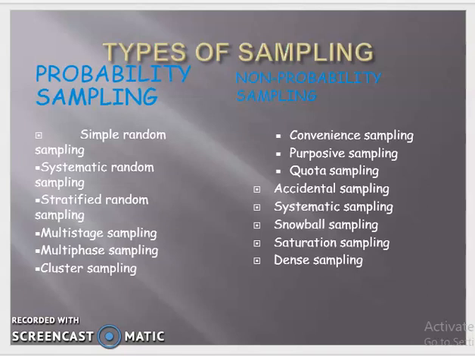Good morning, welcome students. So in this video lecture we'll be continuing with the types of sampling. In the previous lectures we have seen what is probability sampling and what is non-probability sampling, and we have discussed simple random sampling and systematic random sampling. Now we'll be discussing stratified random sampling.